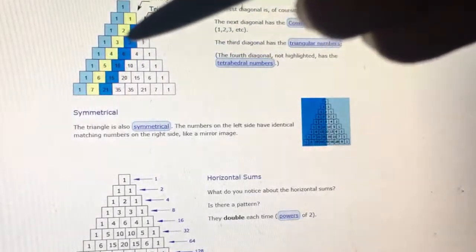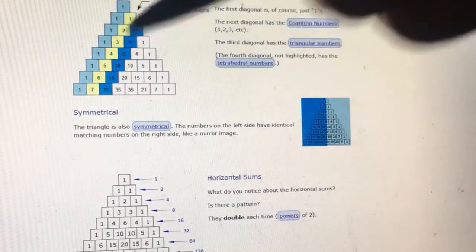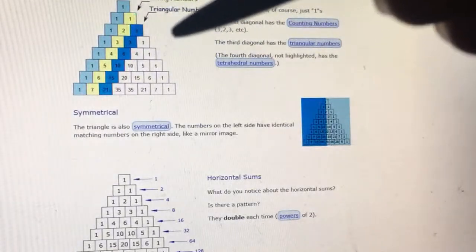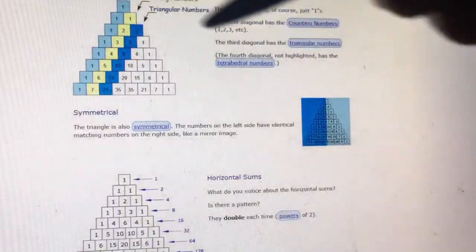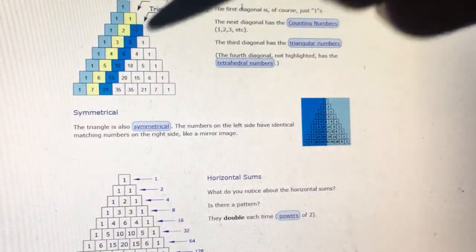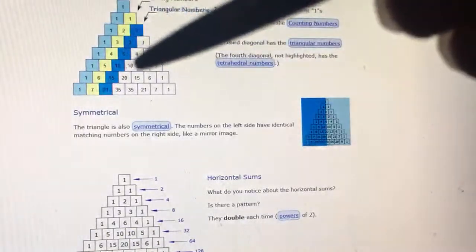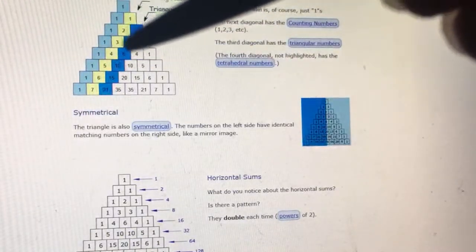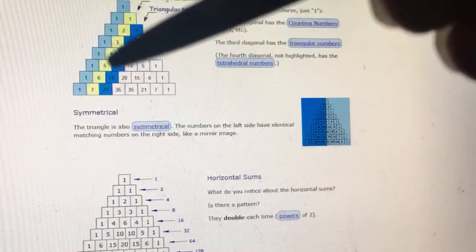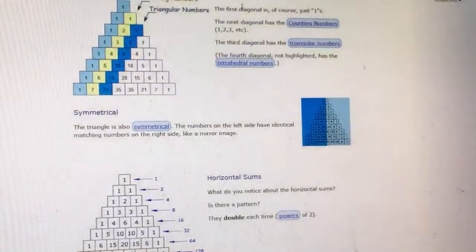Now if you see the 3 in green, 1 plus 2 is 3. On the other side also, 2 green plus blue 1 is also 3. Now if you keep going down, 3 plus 1 is 4, 4 plus 1 is 5. Look at the green. 5 plus 1 is 6. And so on. This is the Pascal Triangle theory.